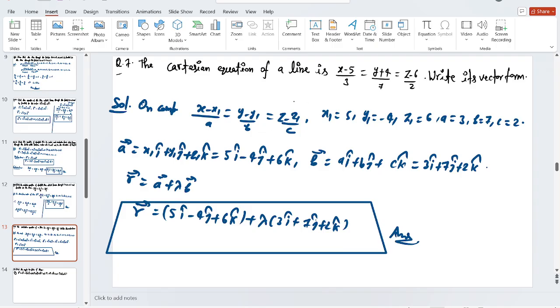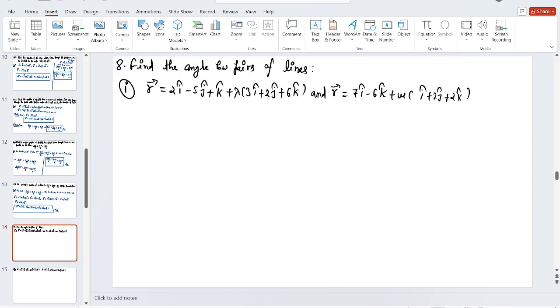We were given a Cartesian form and needed to convert it to vector form. You can also convert vice versa: if you are given a vector form, you can convert it into Cartesian form by comparing and solving. Coming to the next question.